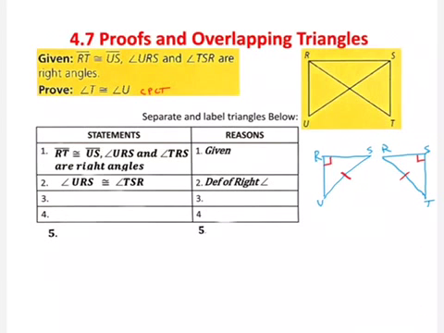Now, if we go back to the diagram, we should be able to see our overlap here. These two triangles were overlapping, and they shared a common side of RS. So we're going to say that side RS is congruent to itself by the reflexive property.